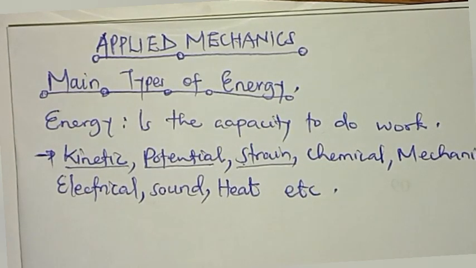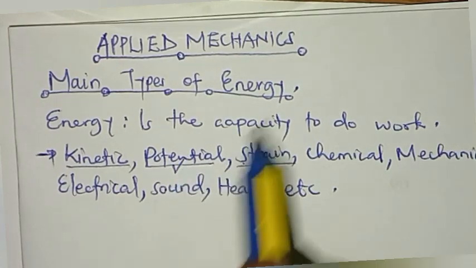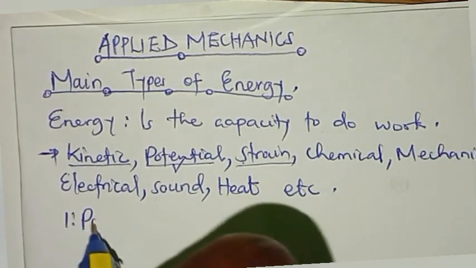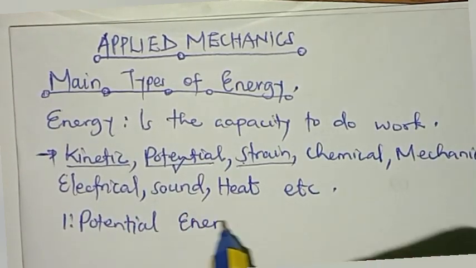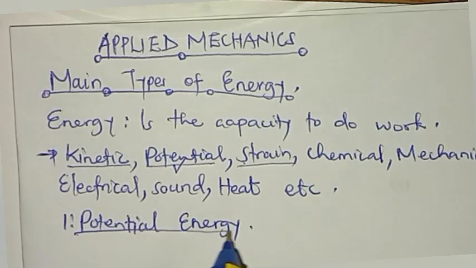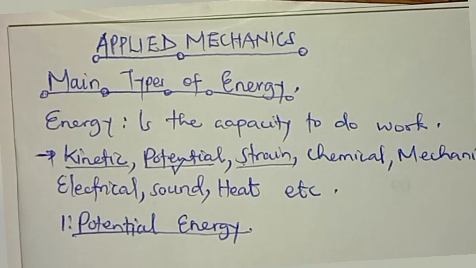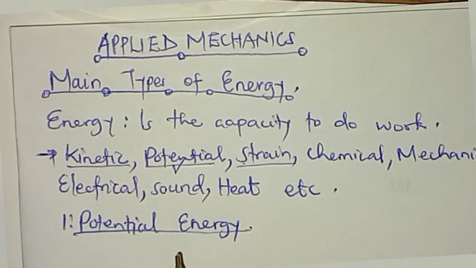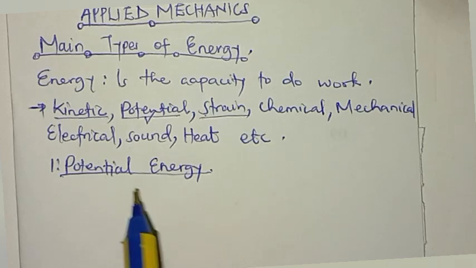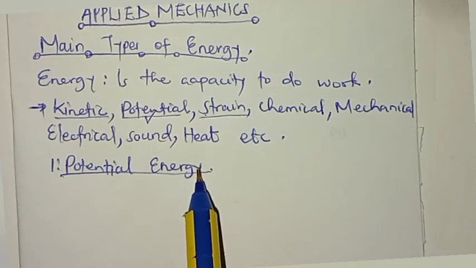Let's go. What is potential energy? Our first energy type is potential energy. This is always referred to as the energy possessed by a body due to its position, and also we can say it is equal to the work done in raising the body to the position from a certain datum level.